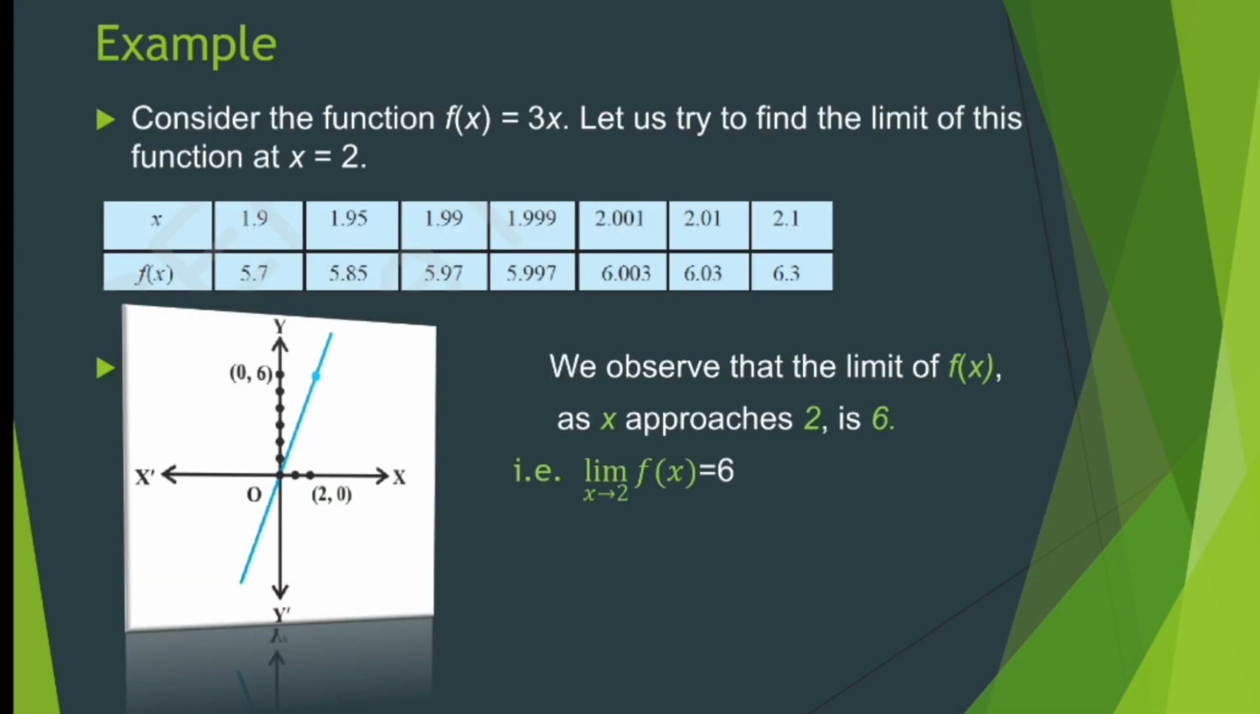To illustrate this, consider the function f(x) equals 3x. We want to find the limit of f(x) at x equals 2. First, construct the table of x and corresponding f(x). For x equal to 1.9, we get f(x) equal to 5.7. For x equal to 1.95, we get f(x) equal to 5.85. In a similar manner, for different values of x, we get different values of f(x). Here we observe that the limit of f(x) as x approaches 2 is 6. This can be observed from the graph also.